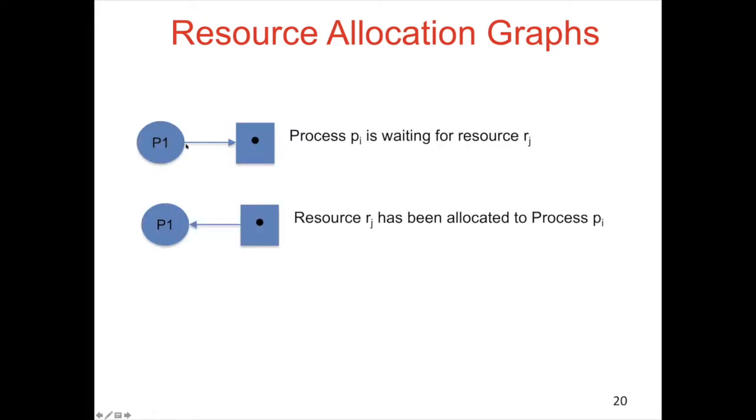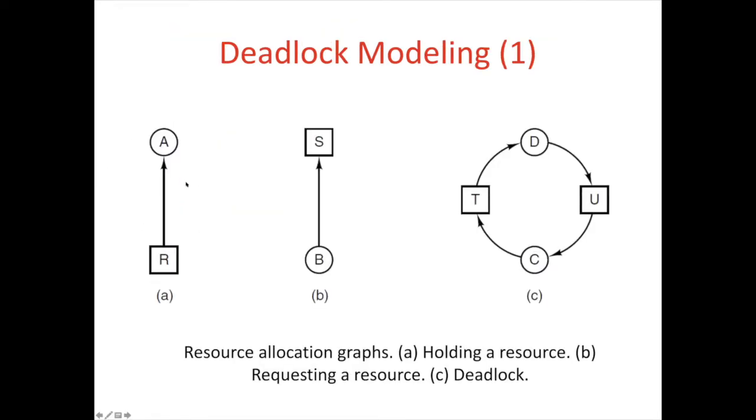Here we have an arrow from P1 to a resource. That means that process P1 is waiting for resource Rj. Suppose that this is resource Rj. And this one is showing that resource Rj has been allocated to process P1. Here there's an arrow from the resource to the process. So this is showing holding a resource, and this is showing requesting a resource. And this is showing the case where there is a deadlock. Here notice that there is a cycle on the graph.